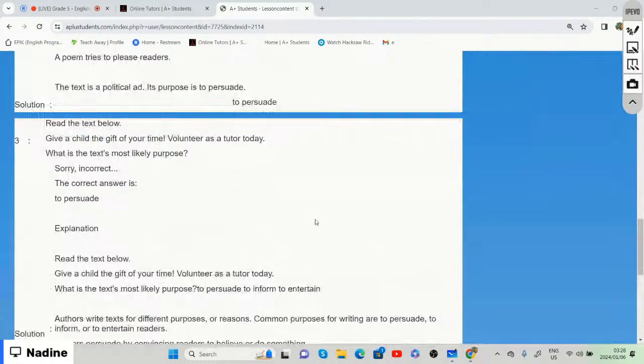Give a child the gift of your time. Volunteer as a tutor today. Are they trying to persuade us to be a tutor? Are they trying to inform us to be a tutor, or entertain us? Based on that text, it does not sound like it's for entertainment.